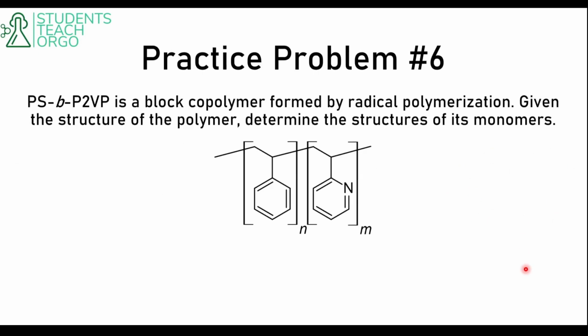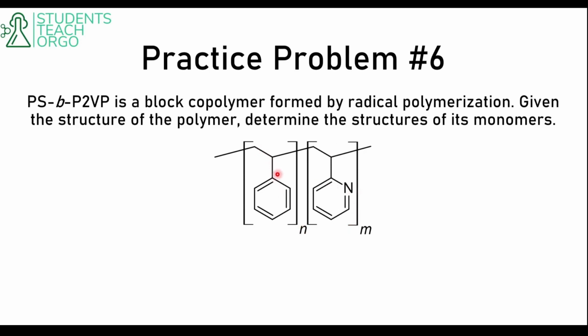Okay, problem 6. So looking at the structure here, you'll see that we have two repeating groups, right? So this first one here, the styrene group, first repeats n number of times, and then that's bound to this poly 2-vinylpyridine group that repeats m number of times.